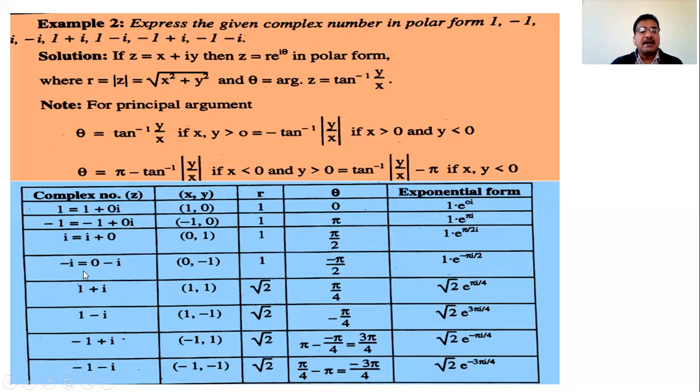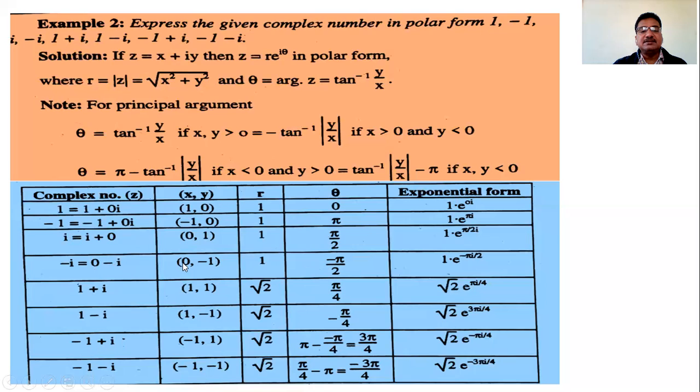Then minus i. Minus i is the number 0 minus 1i, that is 0 plus minus 1i. So 0 is the real part and minus 1 is the imaginary part. 1 is its modulus. And its argument is what? What is the principal argument of this number?